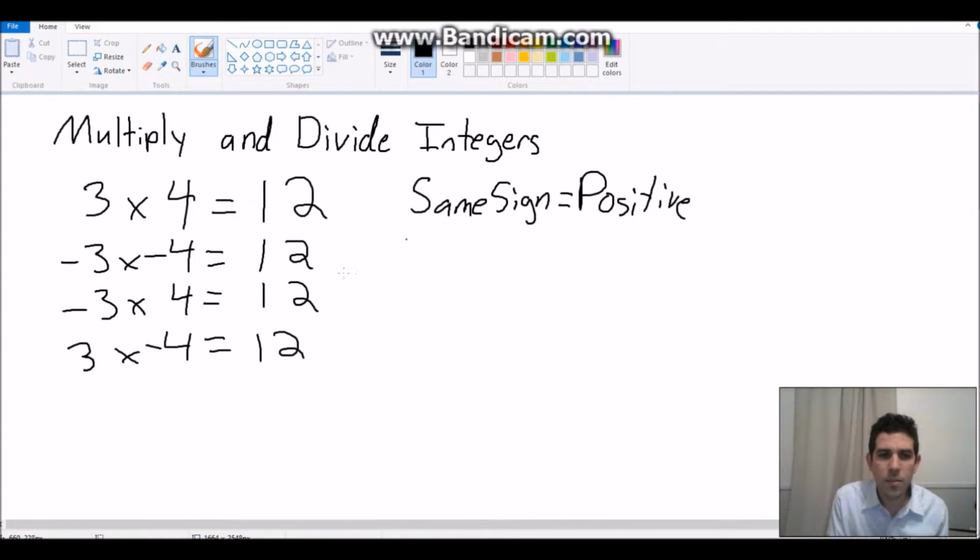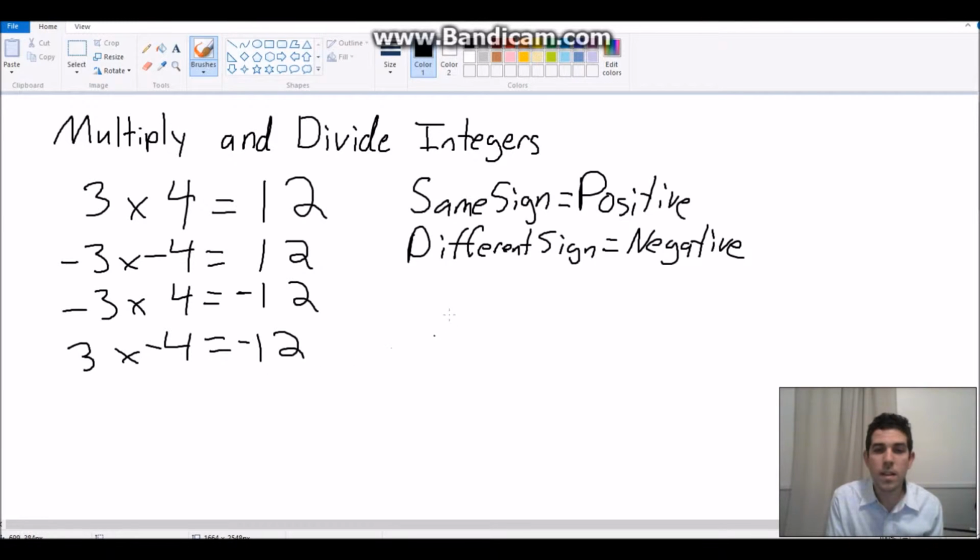Now, how do you make it negative? Well, let's look at these ones down here. They have different signs. Different signs make it negative. That's how you make a negative answer when you're multiplying and dividing. So negative 3 and positive 4 make a negative 12. Positive 3 and negative 4 make a negative 12. Same signs, positive. Different signs, negative. And that's it.